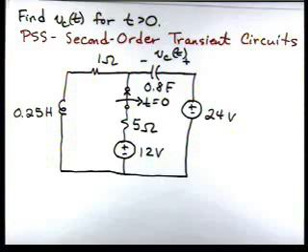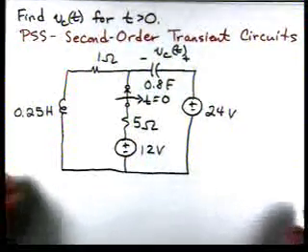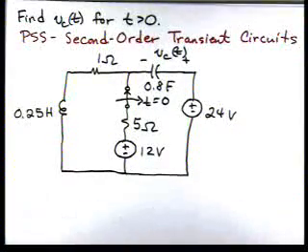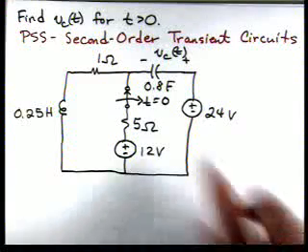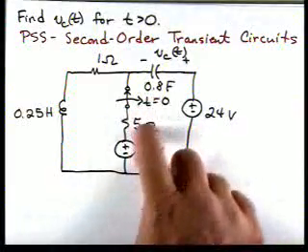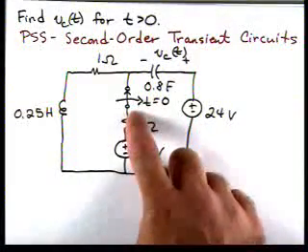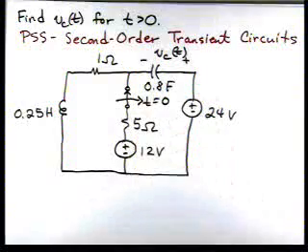In this problem, we're going to find Vc of t for t greater than 0, and we're going to be utilizing the problem-solving strategy entitled second-order transient circuits. And if we look at our circuit, when the switch opens, it doesn't remove either the capacitor or inductor in the circuit, so that's why we're going to have a second-order circuit in this case. So the switch opens at t equals 0.